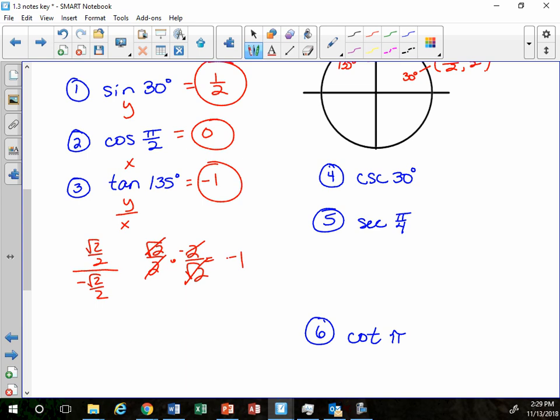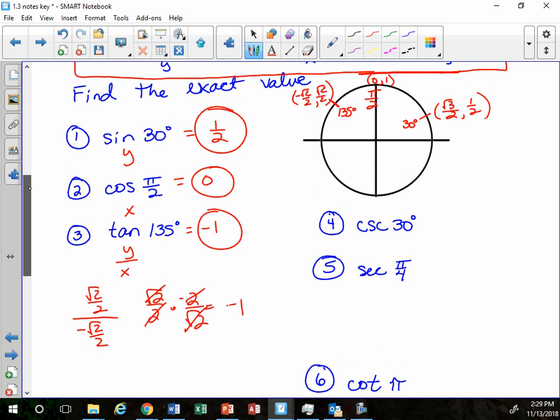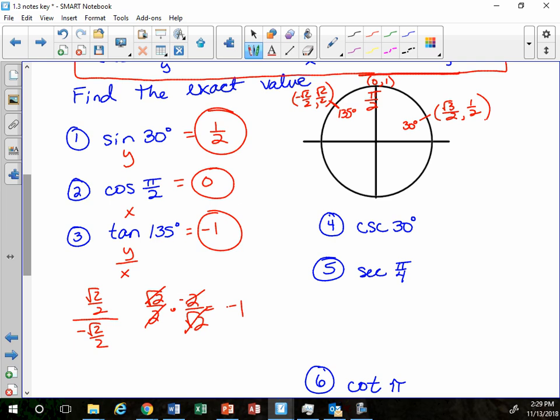All right, so are we okay on the first 3? Yes. Okay, cosecant of 30. I've already got my ordered pair for 30, right? When it's cosecant or secant, think of it as sine or cosine first. So what is cosecant related to? Sine. And we already did the sine of 30 degrees. It was 1/2, right? What do we do? You just flip that number. So it is 2.